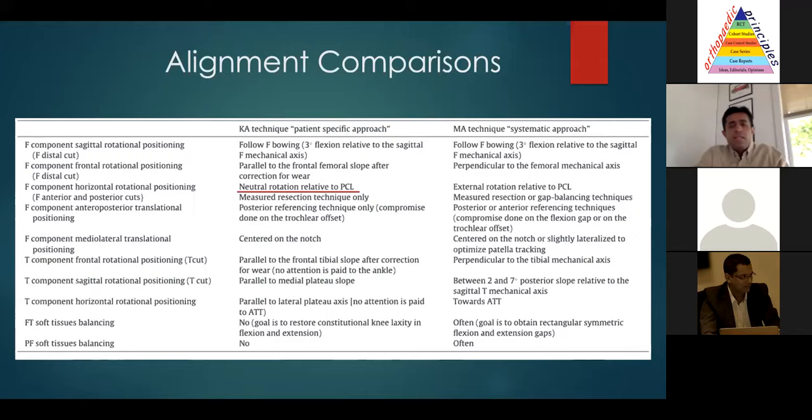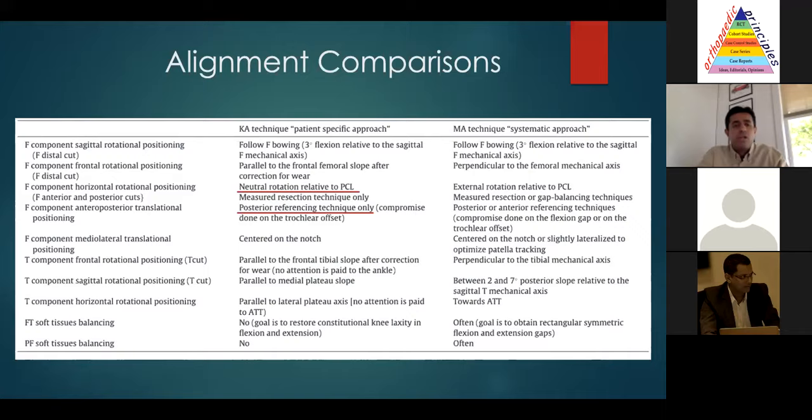So what is the femoral component horizontal rotation? In a mechanically aligned knee, you are traditionally externally rotating the femoral component relative to the posterior condylar axis to preserve the kinematics of the patellofemoral joint. When it comes to a kinematically aligned knee, you're keeping that rotation neutral. So it's a little counterintuitive. You're keeping that rotation neutral.